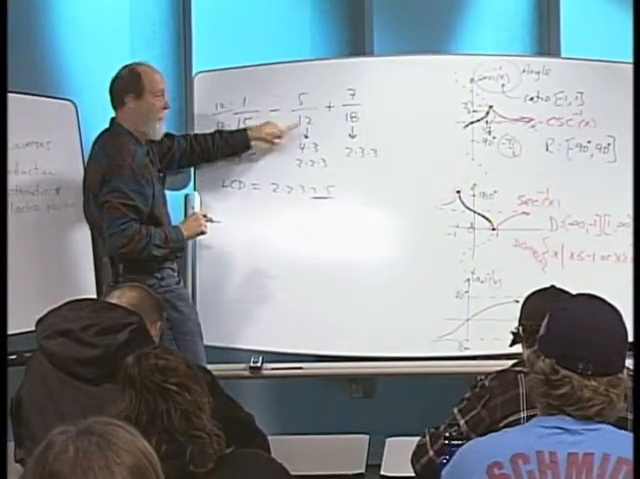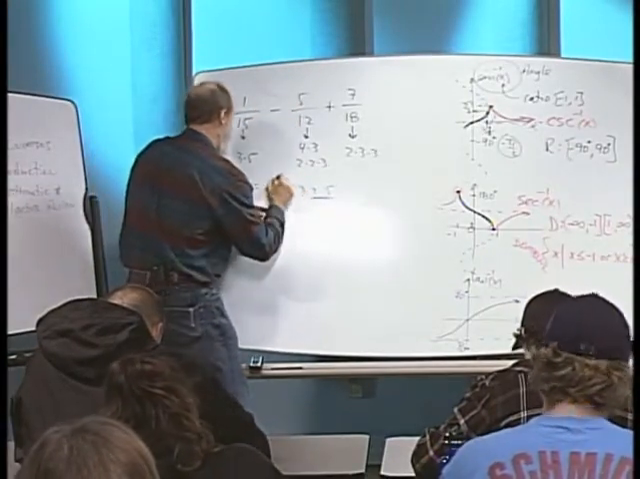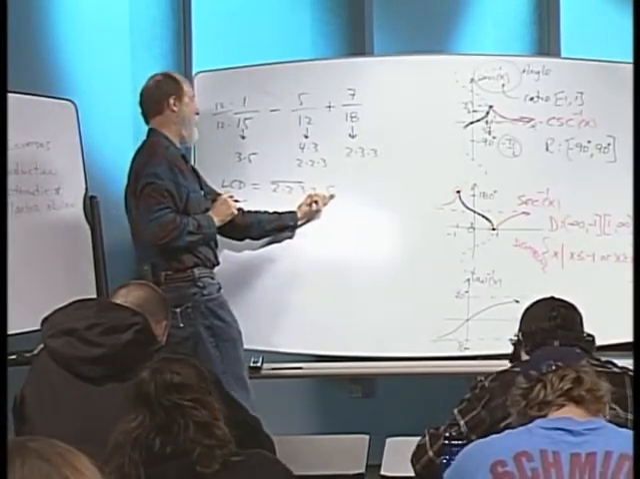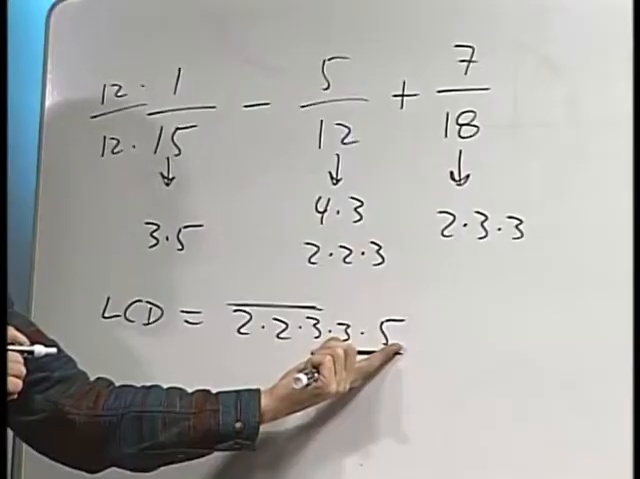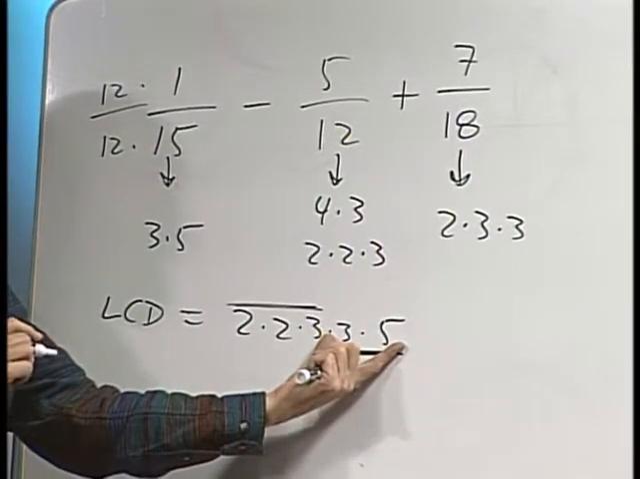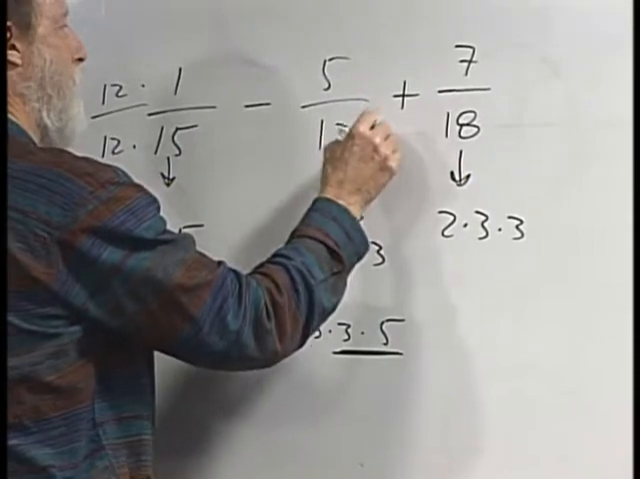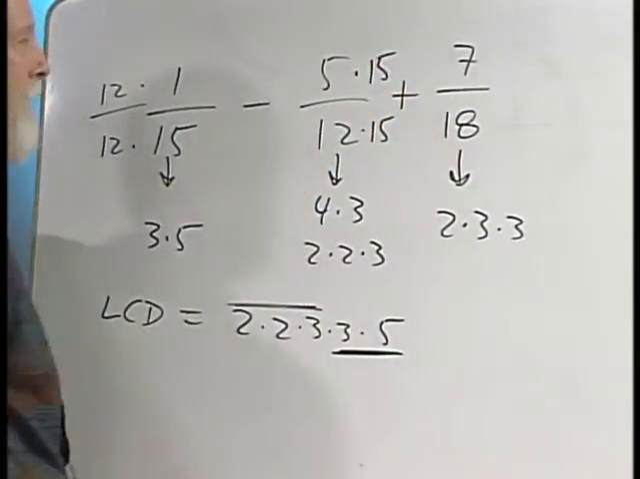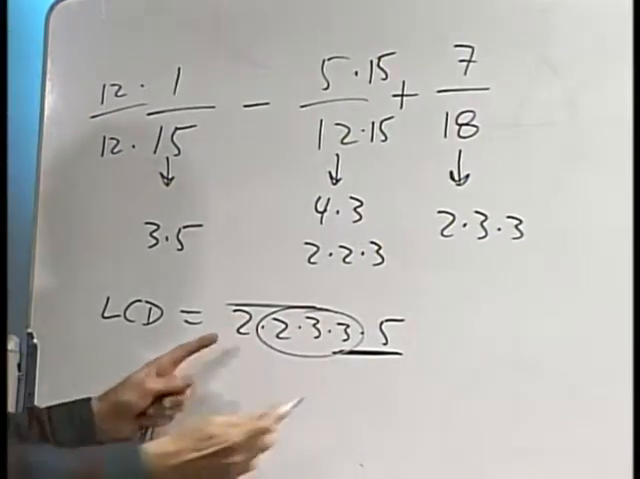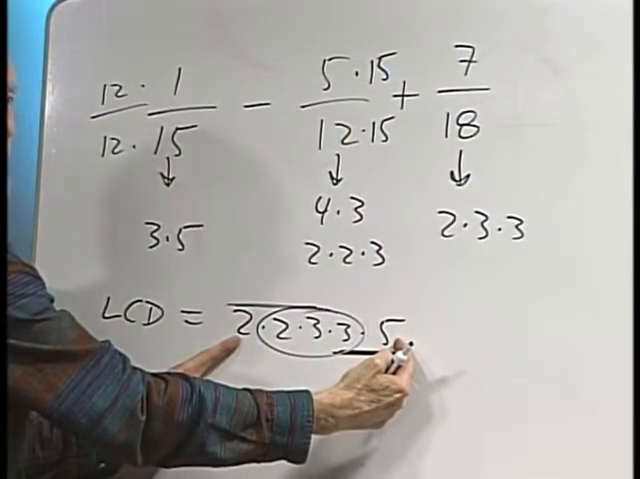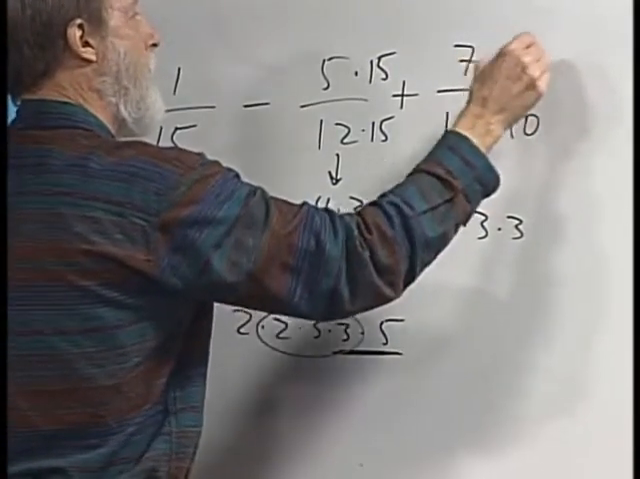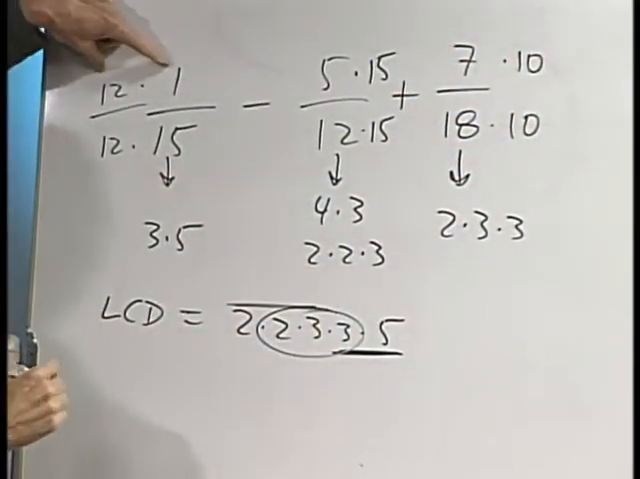Ready for the next one? 5/12. I see my 12 sitting right here. I need to hit it with a, no, not a 5. A 5 and a 3, I need to hit it with a 15 top and bottom as a multiplier. And then on my 18 is sitting right there. I need to hit it with a 10 multiplier. Top and bottom.